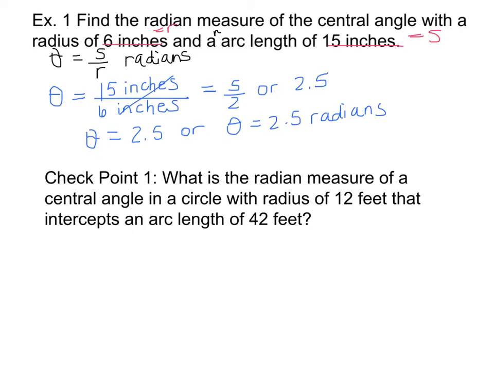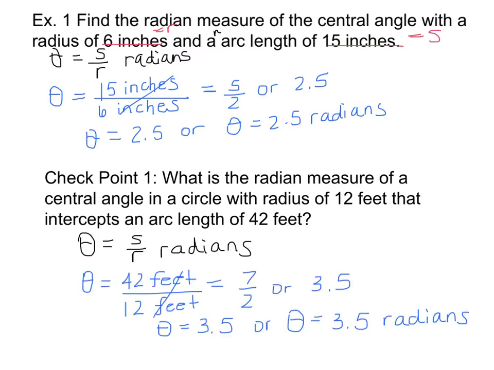Okay, now I want you to try our checkpoint to see if you really understand how to find the radian measure. So now it says, what is the radian measure of a central angle in a circle with radius of 12 feet that intercepts an arc length of 42 feet? So I want you to pause the video and try this example by yourself. And then we can check our answer.